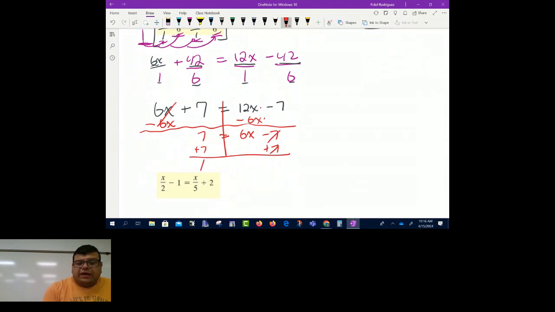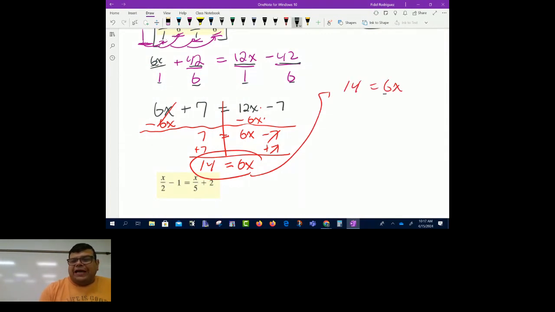So those are going to cancel out. That's 14 equals 6x. So right here, I'm going to write 14 equals 6x. Remember, the last step here is to divide everything by 6. And then right here, we can simplify that fraction. We can divide both those numbers by 2. So that's going to give me 7 over 3.